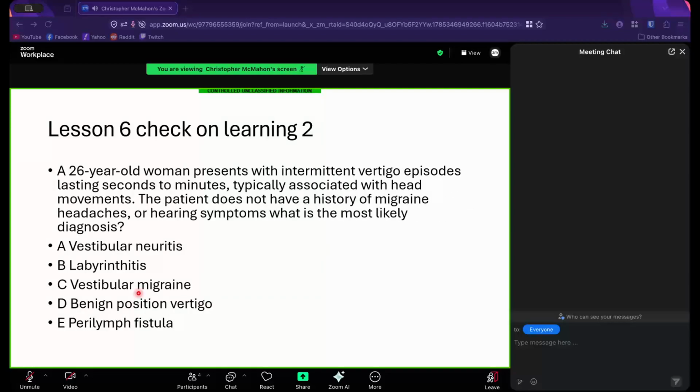All right, I got 3 questions. They're all very similar, just to kind of highlight some of the differences here. They're all on those peripheral vertigos that we have. So I got a 26-year-old woman presents with intermittent vertigo episodes lasting about seconds, typically associated with head movements, does not have a history of migraine headache, and no hearing symptoms. What's the most likely diagnosis?